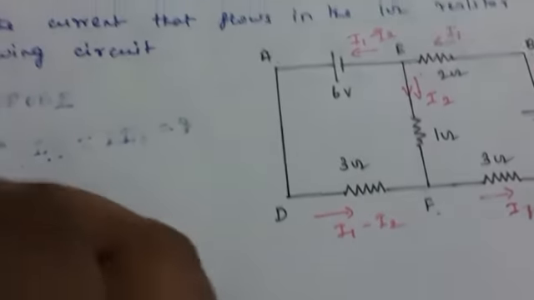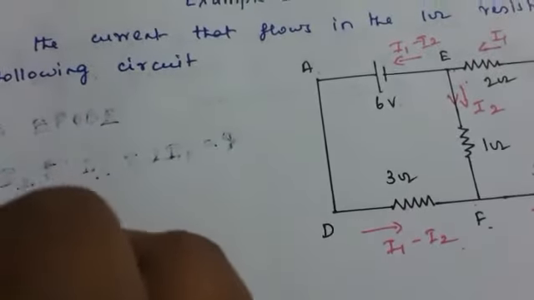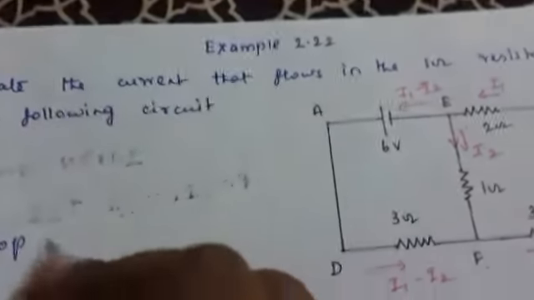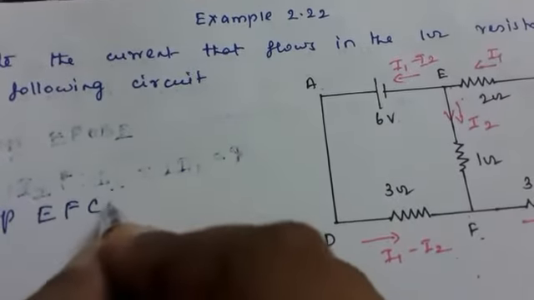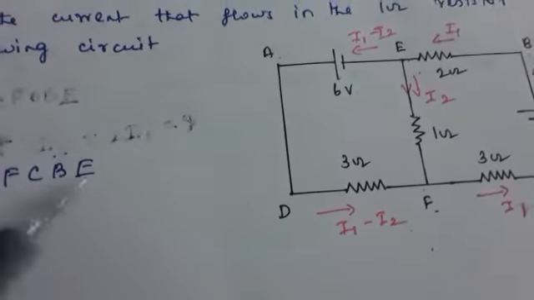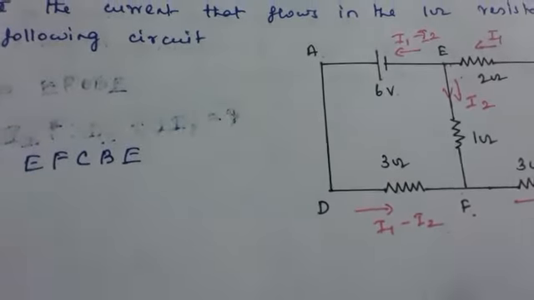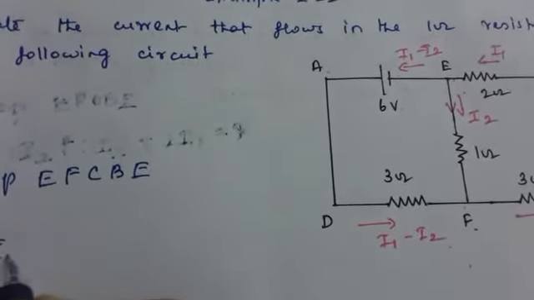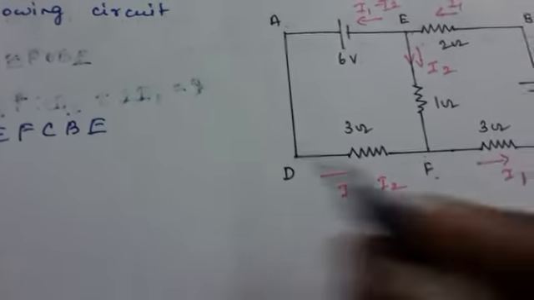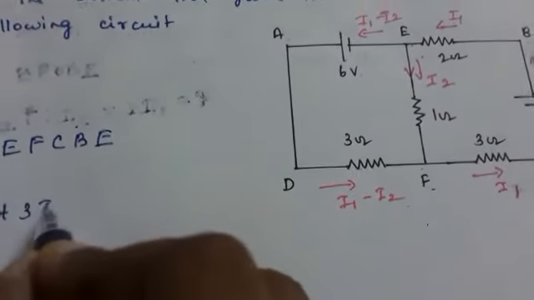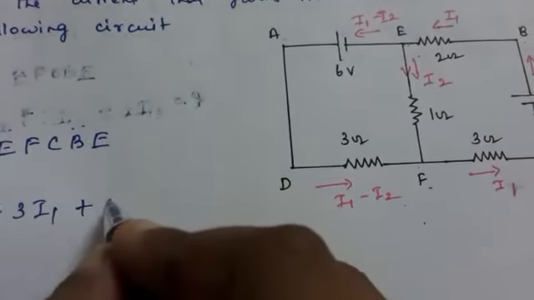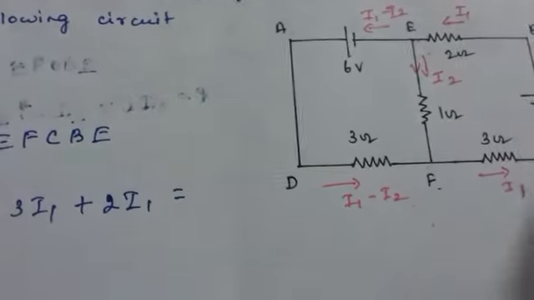Now I am going to use Kirchhoff's voltage rule for the loop. I am going to take the loop E, F, C, B, E. Now from E I am going to start. Here, the product of current into resistance: that is 1 I2. Here, it is 3 I1. Then the resistance here is 2 I1.